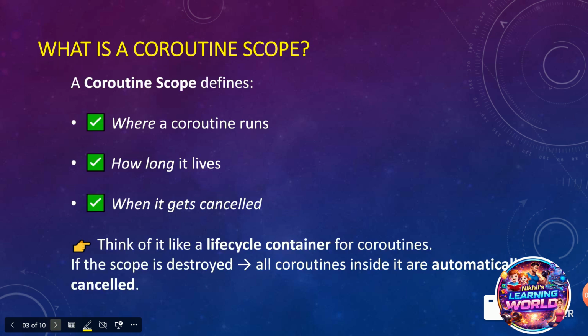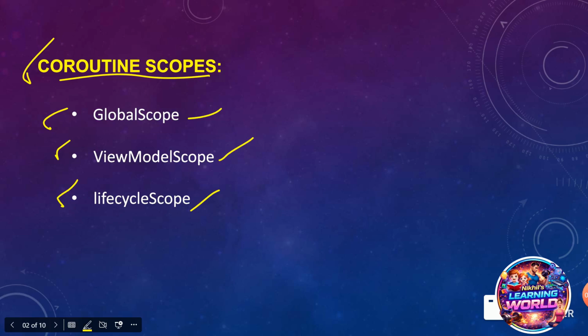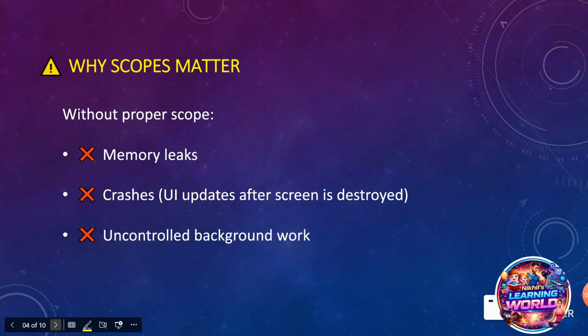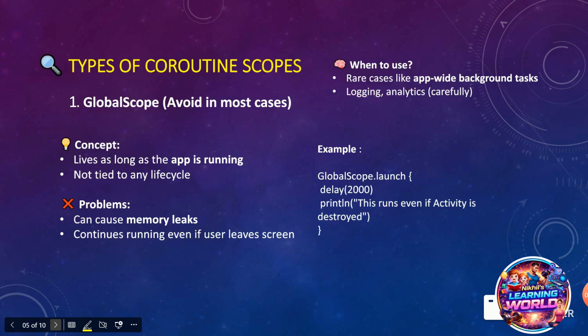So what is coroutine scope? As you see, coroutine scope defines the life cycle and boundaries of coroutines, basically how long they live and when they get cancelled. There are multiple types of coroutine scope in Android. The first one is global scope. So what is global scope? The global scope lives as long as the application process. Until your application is open, or I can say alive, the global scope will live.